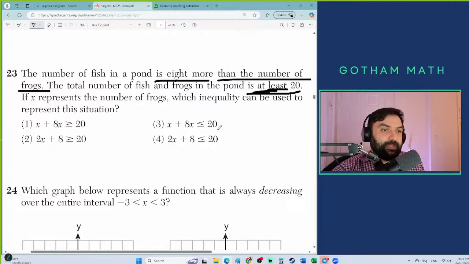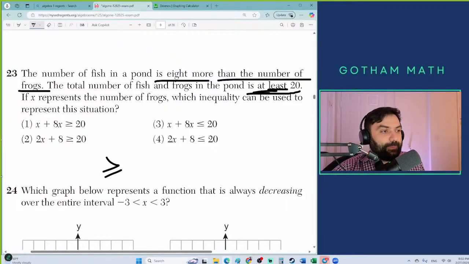Okay. So, first of all, it's definitely going to be an addition because it's one and the other put together, and the word is at least. At least means greater or equals to. That's what at least is. If I have at least $20 in my pocket, that means that I have $20 or more, right? So that's why it's greater or equals to.